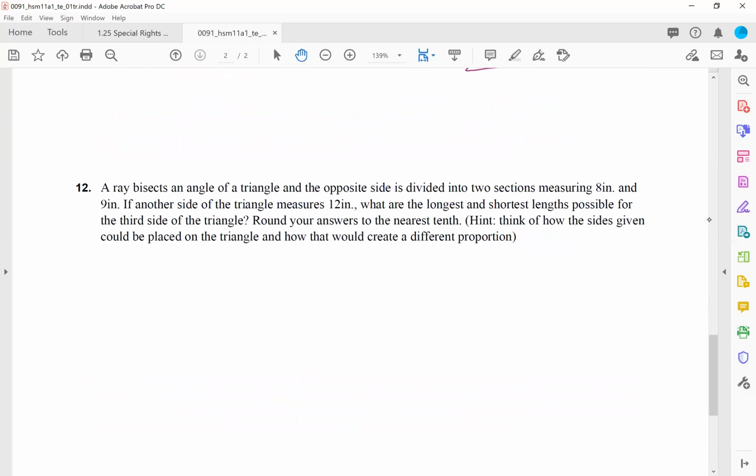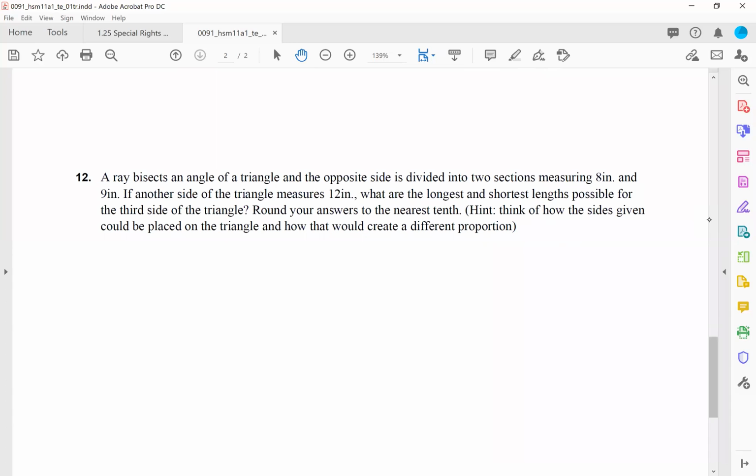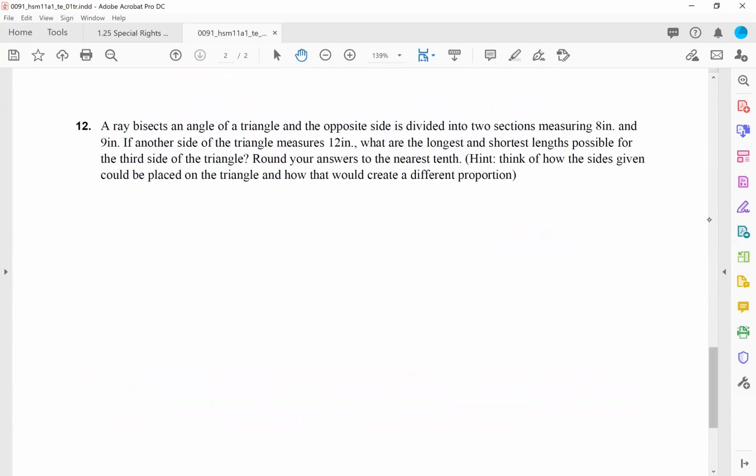And then the last little bit here for number 12, it says the ray bisects an angle of a triangle and the opposite side is divided into 2 sections measuring 8 inches and 9 inches. If another side of the triangle measures 12 inches, what are the longest and shortest lengths possible for the third side? So what you've got to do is go through here and look at the hint. It says, think of how the sides given could be placed on the triangle and then how that would create a different proportion.